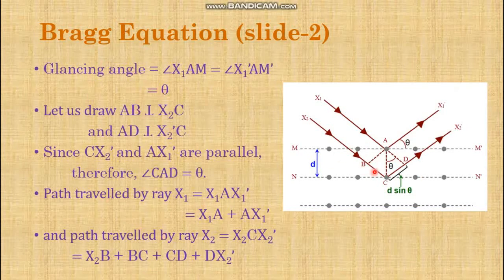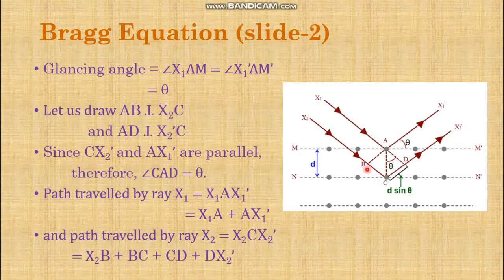Okay, ignore this diagram for my convenience, or to make you understand. I am repeating the picture here. So the glancing angle theta. What is the glancing angle theta? This is the glancing angle theta, which is equal to angle x1 A M, also equal to angle x1 dash A M dash. This is theta, so this is written here.